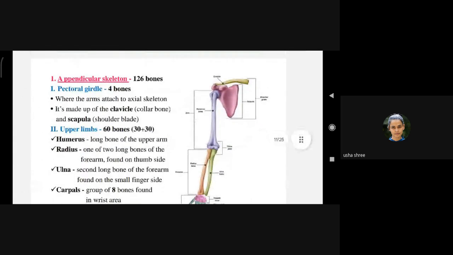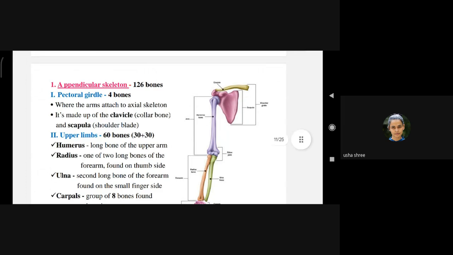Now, the axial skeleton. Can anybody tell me what are the parts of the axial skeleton? Is it clear for you, everybody? What are the main parts of the axial skeleton? Yeah, skull bone, facial bone, ear bone, then the hyoid bone, then the spine or vertebral column, sternum, and ribs. Okay, let me clear it once again.